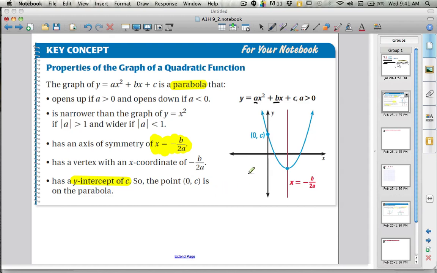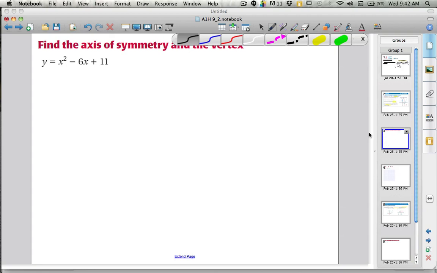Okay, now in our simple functions, because we didn't have a b value, our x-coordinate of the vertex was always 0, because you can see if you put 0 in for b, that makes the numerator of this fraction 0, and so it's going to be 0. And so then c was always the y-coordinate of the vertex, but it was also the y-intercept. Okay, so let's look at working with the axis of symmetry and the vertex.